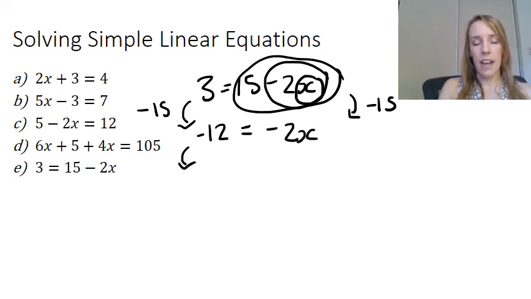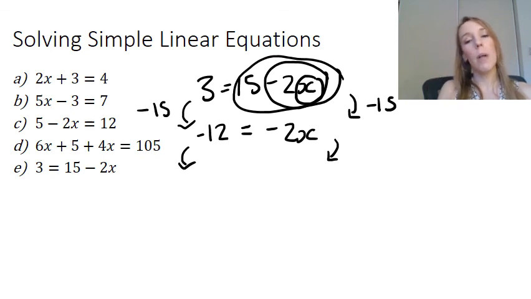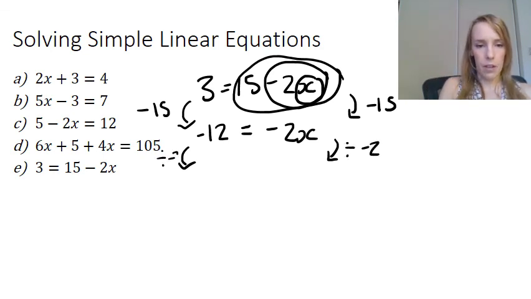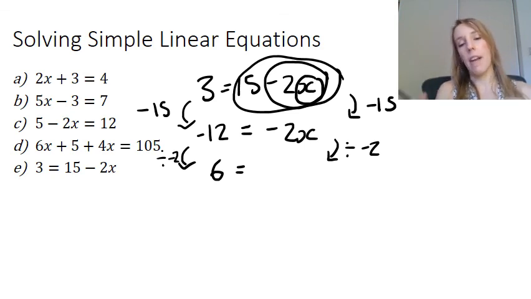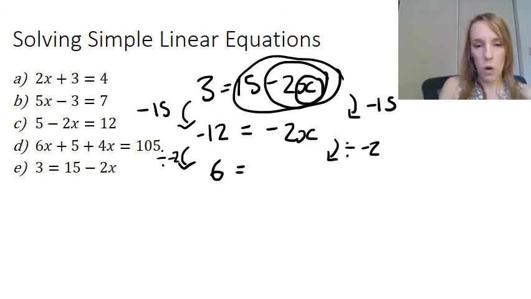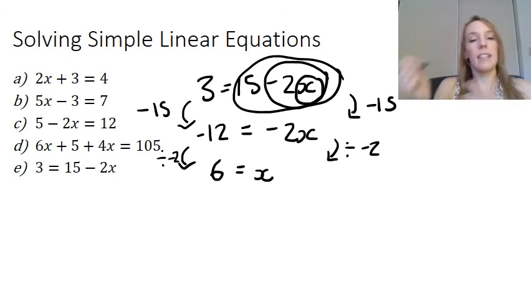Now we want to get rid of the -2x, and the inverse of multiplying by -2 is dividing by -2. Okay, so -12 divided by -2, a negative divided by a negative is going to give us a positive, so that'll give us 6 equals, so -2x divided by -2, a negative divided by a negative is a positive, so positive 1x. So 6 equals x, or x equals 6.